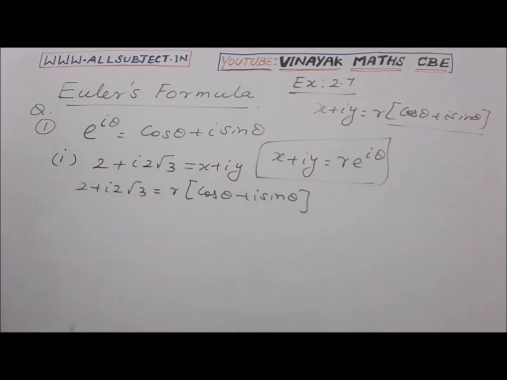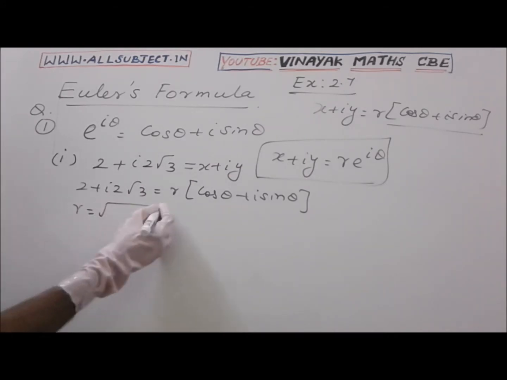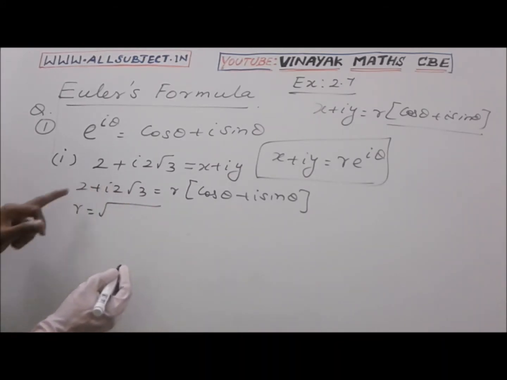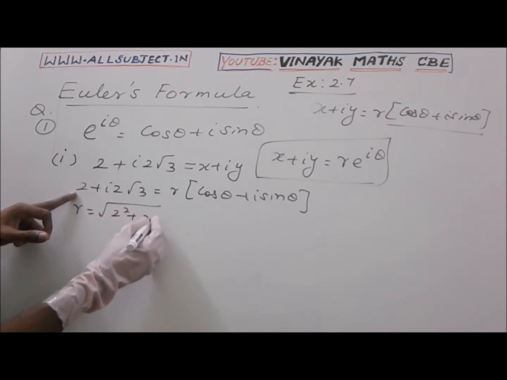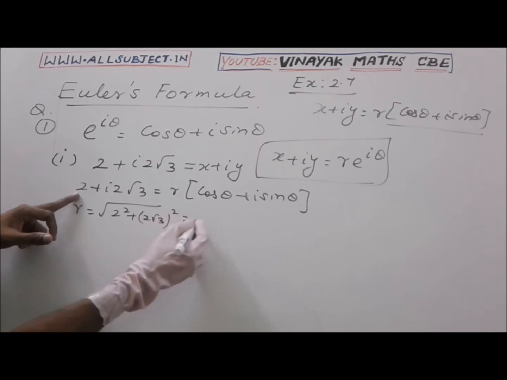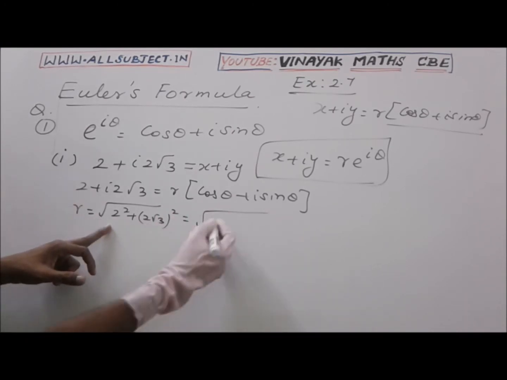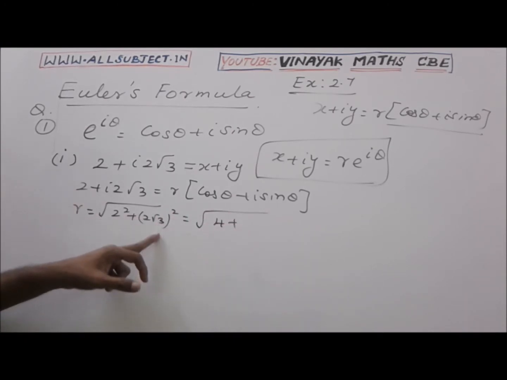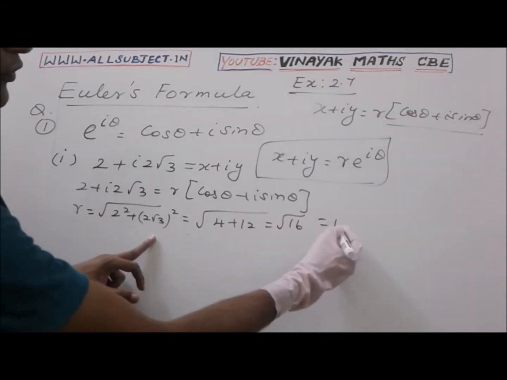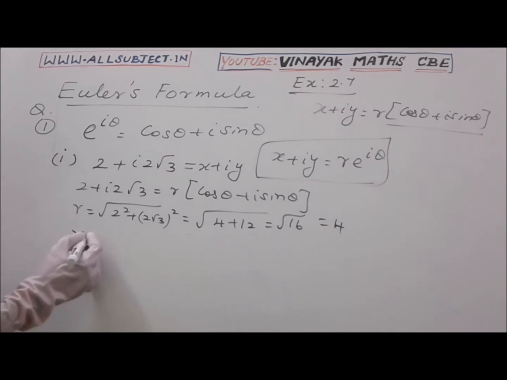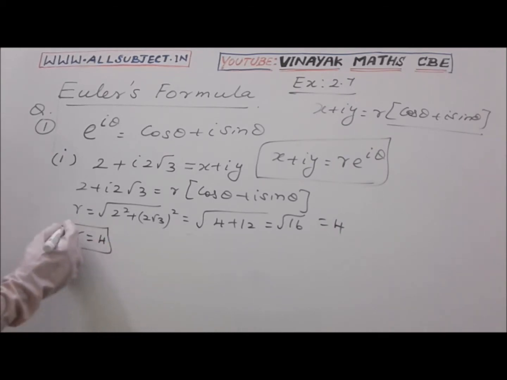Here r is nothing but the square root of the sum of the squares of the real and imaginary parts. So 2 square plus 2 root 3 whole square, that is equal to root of 4 plus 4 into 3, 12, equal to root of 16, equal to 4. Therefore r equal to 4. This is known as the modulus value. Now we should find theta.